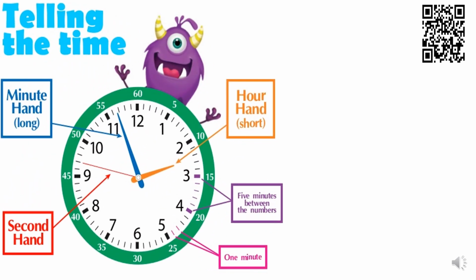We studied it in grade 2 and our monster here will help us to remember it. We learned that we have two hands, short hand for hours and long hand for minutes. We have here very thin hand, which is for seconds, and it's optional to be found in our clock. Let's focus with short hand and long hand for hours and minutes.